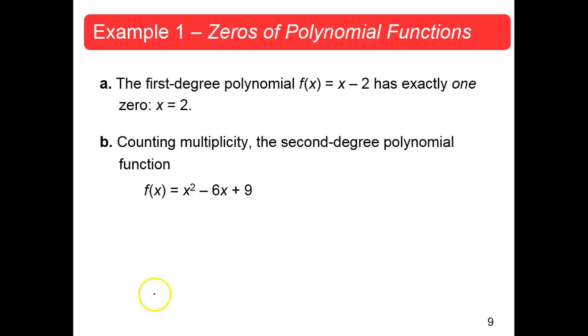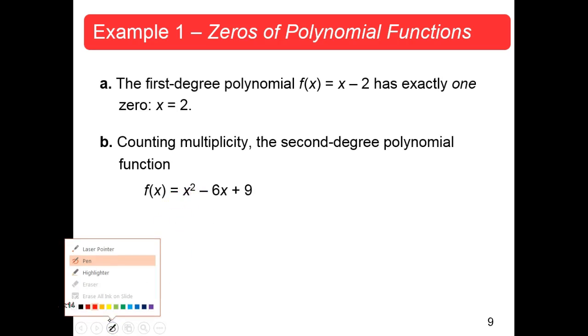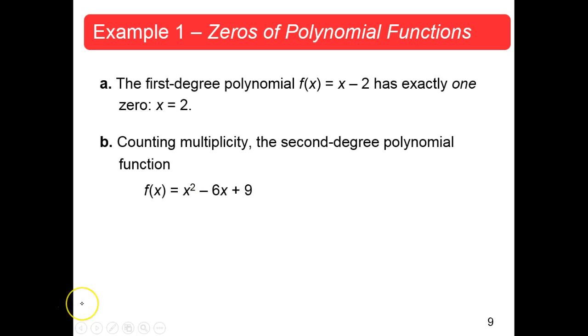Factor it. Good choice. Set it equal to 0 first, and then factor. Yeah. Okay. Does it factor? How? X times x, minus times minus, 3 times 3. Perfect.